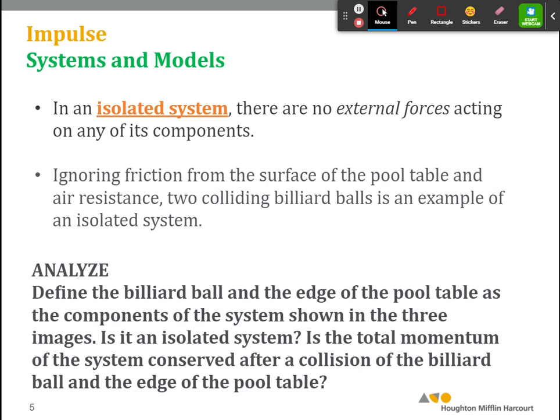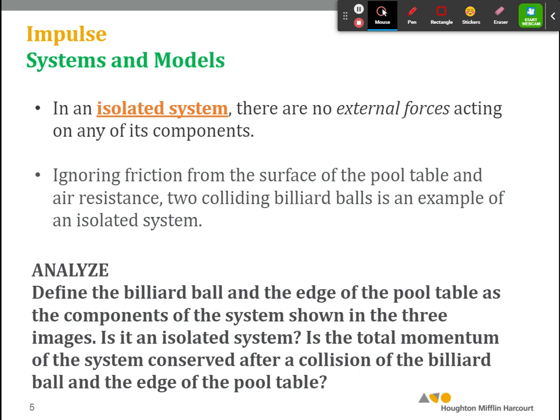That means that if there's no external force, Newton's first law is going to apply, right? If the object is at rest, it's going to stay at rest. If the object is in motion, it's going to stay in motion at a constant velocity because there is no external force. So in an isolated system, there are no forces from outside acting on any of the components of the system.